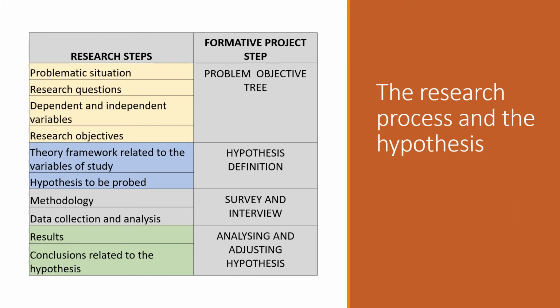So that is one of the first steps of research, which are problematic situation, research questions, dependent and independent variables which are related to the problem, and research objectives. Those four parts of our research are related to the first part of your formative project, which is problem objective tree. When you study in university, your bachelor and then your master's degree and then maybe a PhD, all that process you will be involved in research steps.